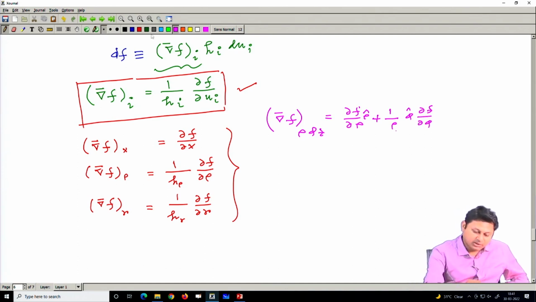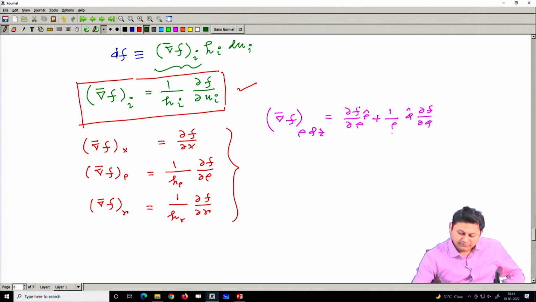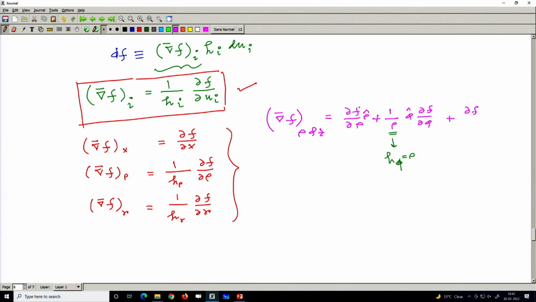This 1 by rho term is coming because h phi is equal to rho, which we just calculated. And finally, the last term, where the scaling factor is again 1, is del f del z with the unit vector z. So, this is the form of the gradient operator in the cylindrical coordinate system.